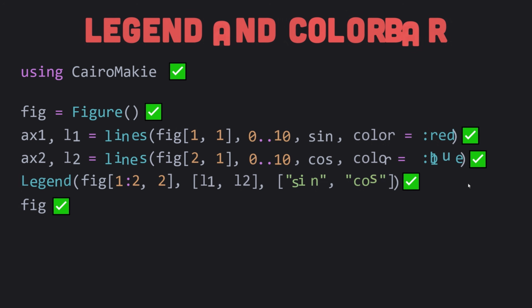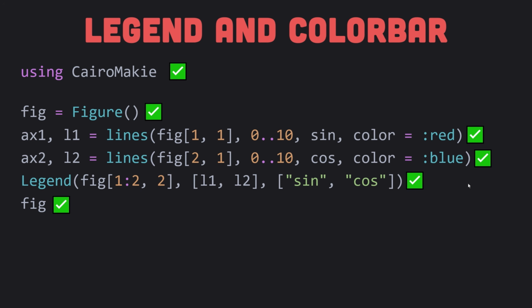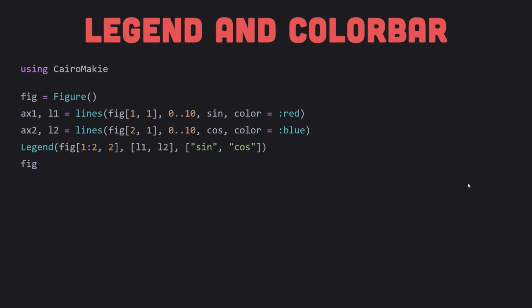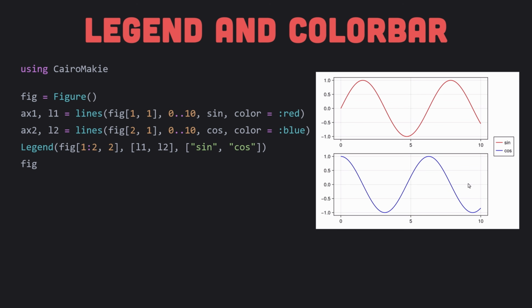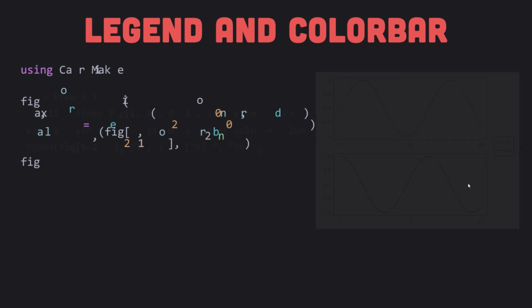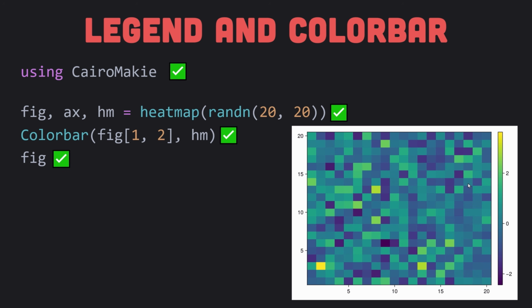You can also create a legend manually and then place it freely wherever you want it in the figure. One way to create legends is to pass one vector of plot objects and one vector of label strings. The color bar works in a very similar way. We just need to pass a position in the figure to it and one plot object.